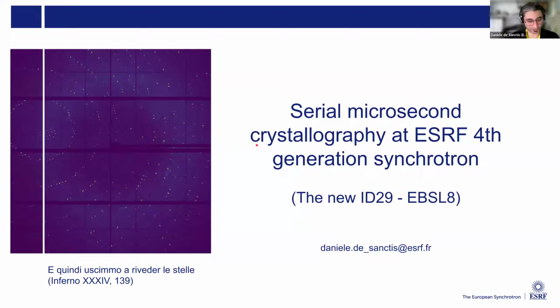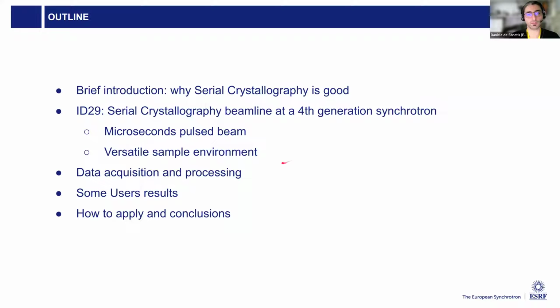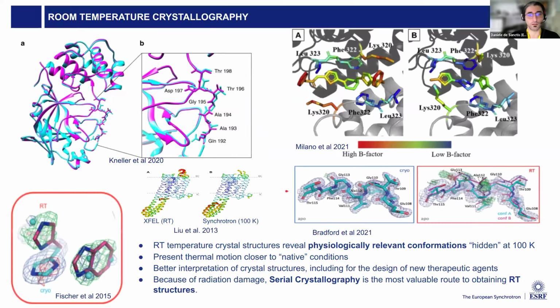So thank you, Adriana, for the kind introduction. And as you said, I'm going to give you an overview of the new ID29: how we started the project, what the characteristics of the beamline are, and show you some examples of possible applications, and also how it's possible to access the beamline, how to apply, and what kind of experiments can be done at ID29. So let's start with room temperature crystallography.